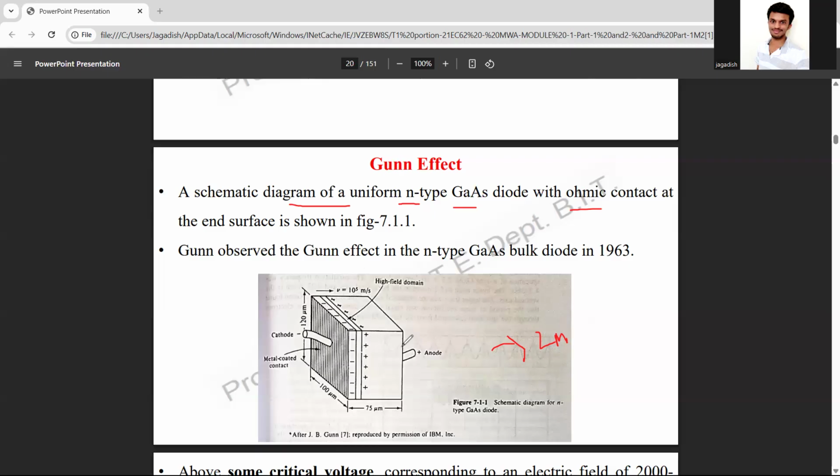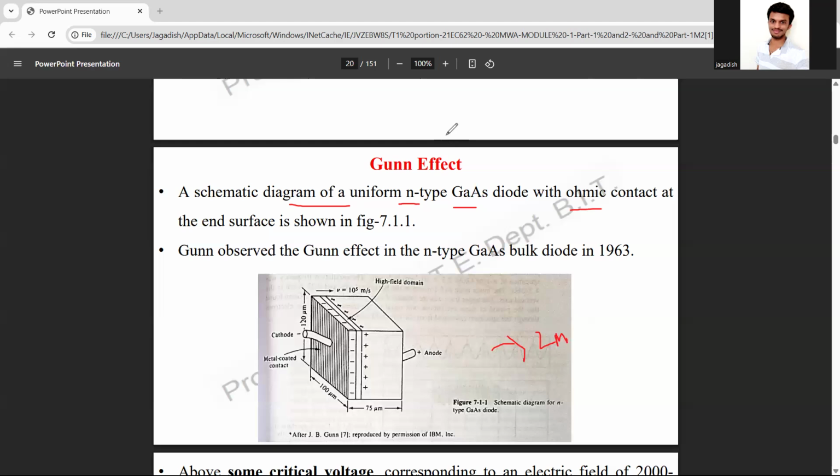You have to show the cathode and anode. The cathode is usually coated, and for the distances you have to write 120 micrometer. Micro means 10 to the power of minus 6. Okay. In this diagram you are supposed to show the metal coated contact, the high field domain, and this will be the cathode, and this will be the anode. The anode is usually positive. Okay. First you have to write the definition, whatever I told.